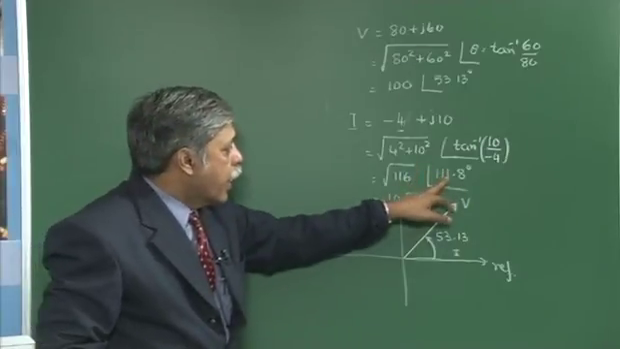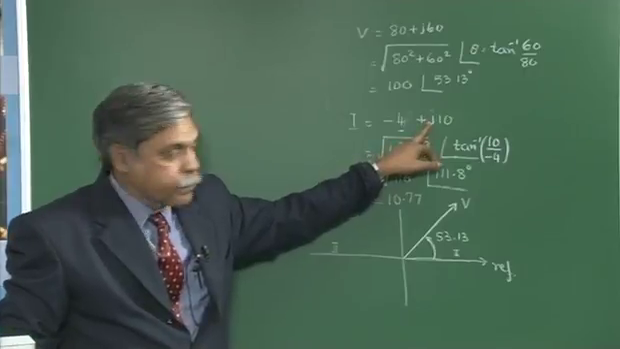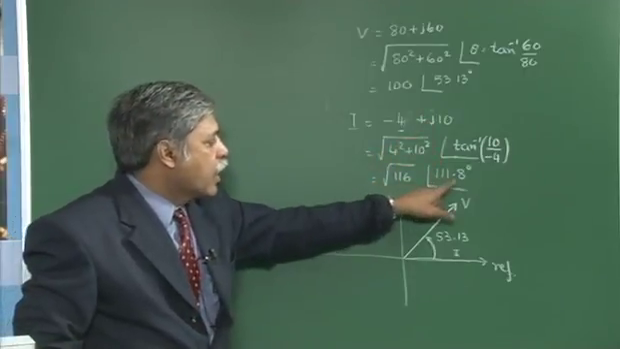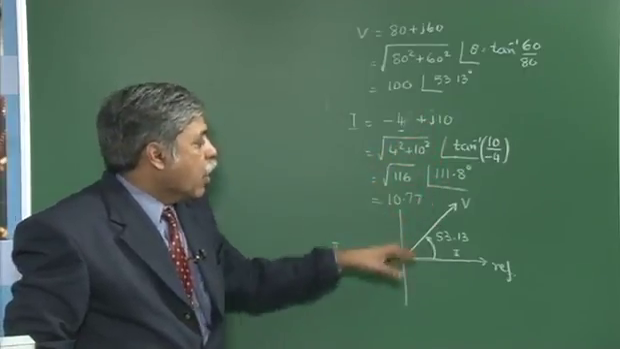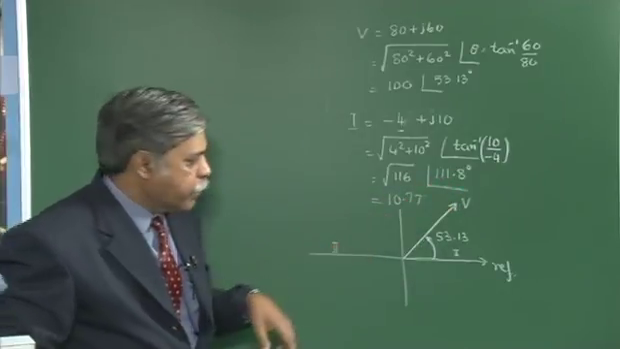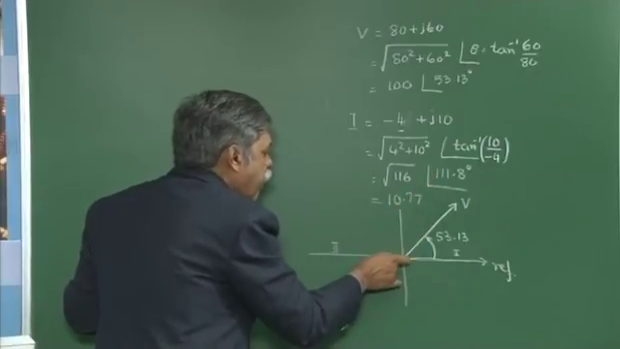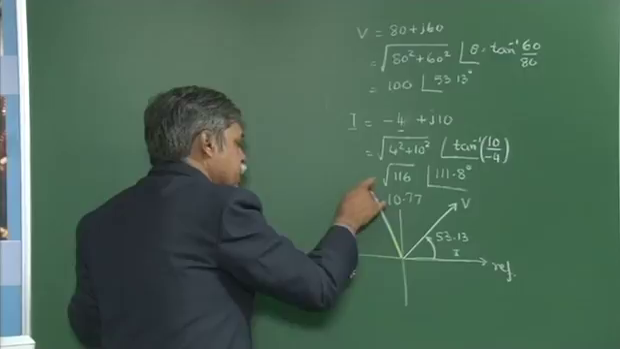Suppose the real part is minus 10 and the imaginary part is plus 4, then I would have had this angle larger, closer to 180 degrees. So here, if I write down the current vector, I have the current vector to be like this.